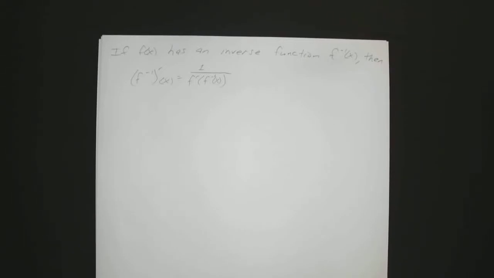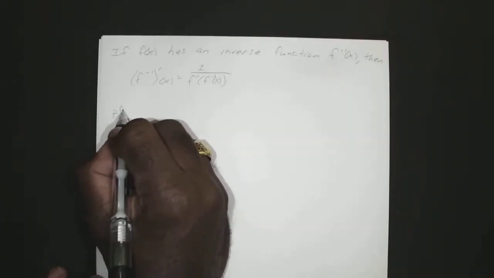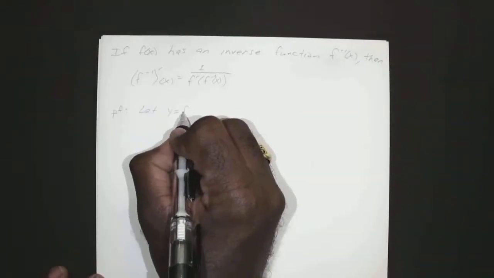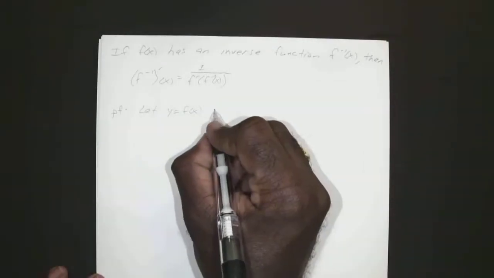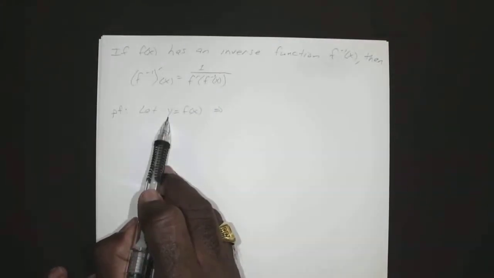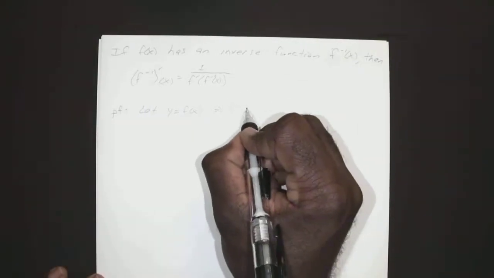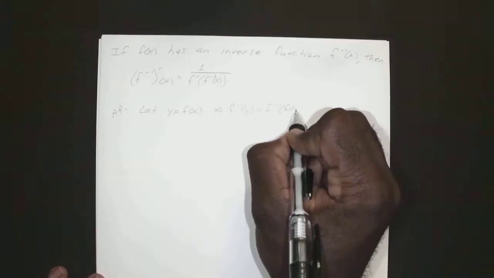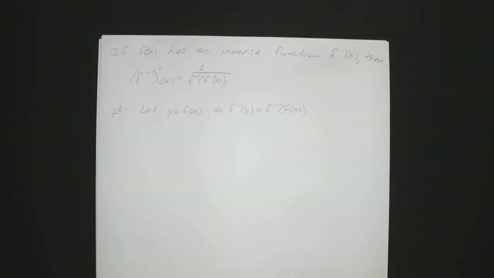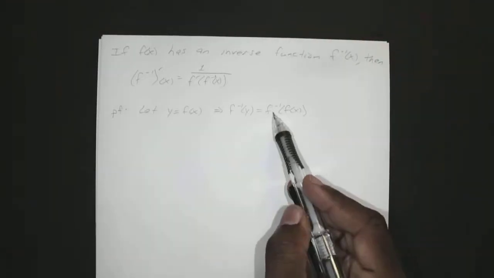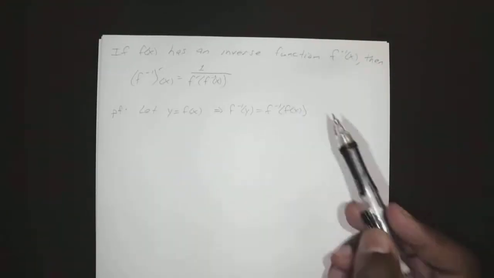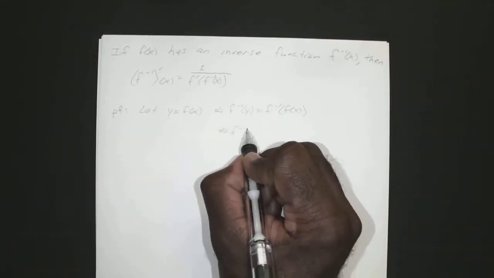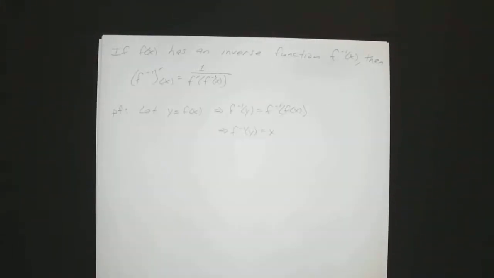All right, so we might as well go ahead and prove this one. Okay, so what if we let y equals f of x, which means that f inverse of y equals f inverse of f of x. Okay, so we already showed that the inverse and the function kind of cancel each other out. So that means that f inverse of y is equal to x.